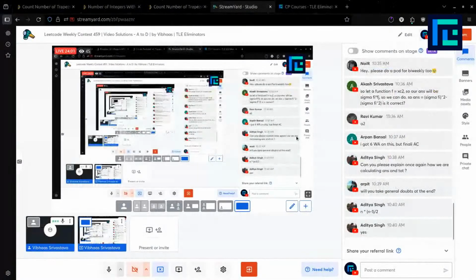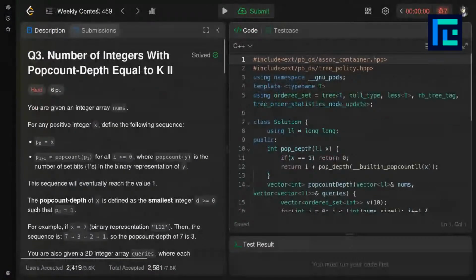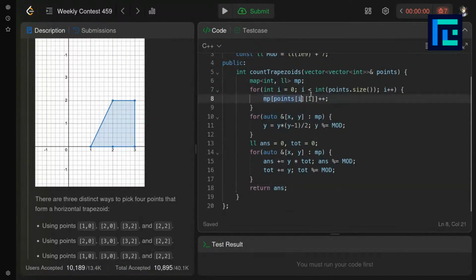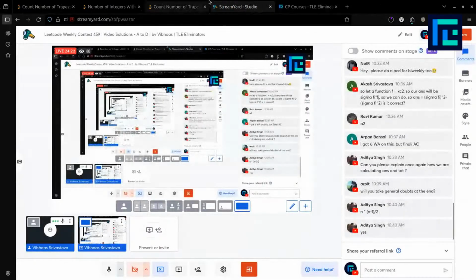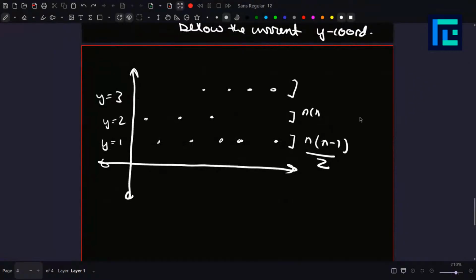So that's what I'm also doing in my code. First I'm finding the counts of each point at the y-axis. Then I'm using this formula n times n minus 1 by 2. Basically, the map goes from y coordinate to the n. Here it's written as xy, but it's actually y coordinate to the n. So for each y coordinate, I'm finding the number of lines. In this example, here there'll be 6, here there'll be 3, and here there'll be 10.